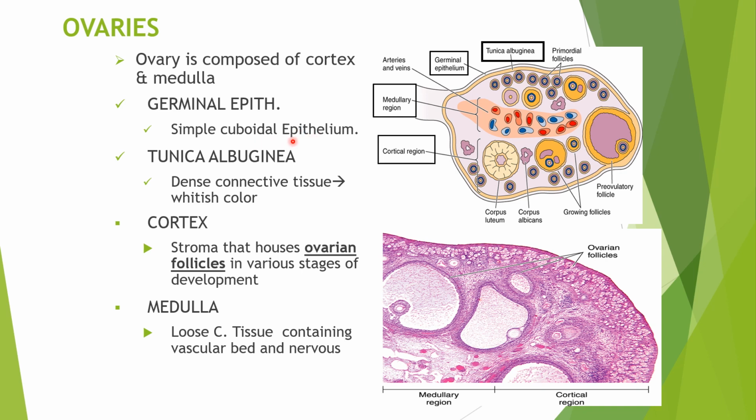Histologically, this layer is simple cuboidal epithelium. Just beneath the germinal epithelium, there is a connective tissue layer called tunica albuginea, and beneath this tunica albuginea, there is a cortex where we have a pool of oocytes in different stages of development. And the innermost part of the ovary consists of the medulla, which is loose connective tissue containing vascular bed and nervous tissue.